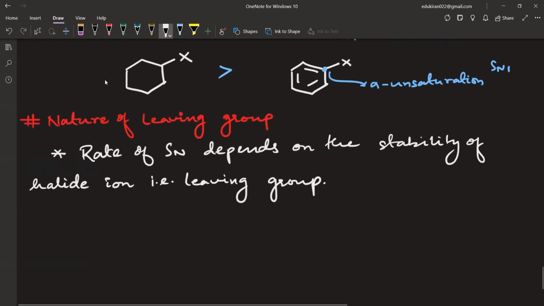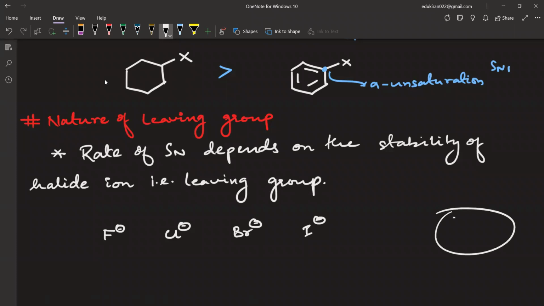Okay. So if I look at the halide ions, we have F negative, Cl negative, Br negative, and I negative. On the basis of what? On the basis of charge, I can say that all of them have the same charge, so they will be equally unstable. But when the charge is distributed over a very large area, that is why I negative will be the most stable, followed by Br negative, followed by Cl negative. This is the order of stability.